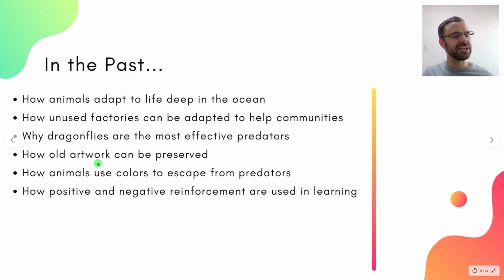Another student said he got a lecture about preserving old artwork, which had 2 methods that are used to preserve this old art. Another one said he got something about animals using colors to escape from predators. And another student said he got something about positive and negative reinforcement in learning. So the first example was how positive reinforcement is used, and the second example is about how negative reinforcement is used. So what you can see here is that these are pretty challenging topics.